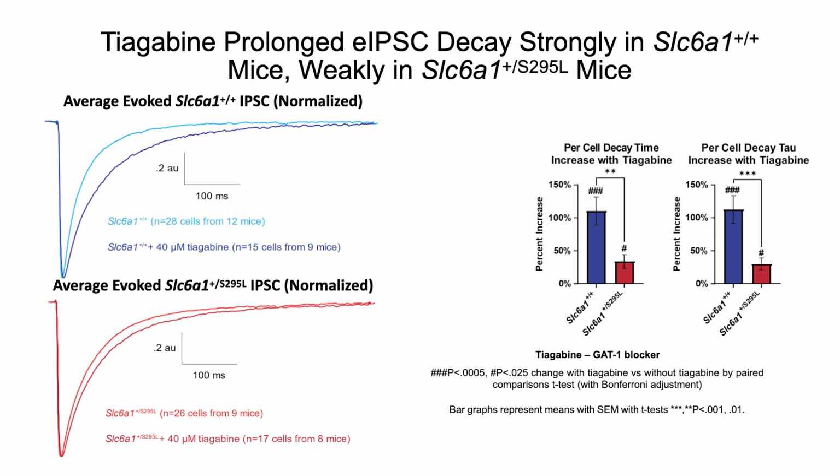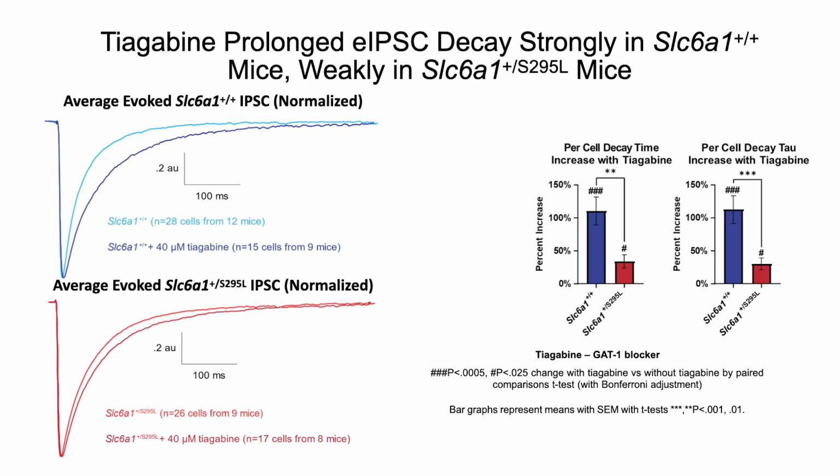Then I added a GAT1 blocker, tiagabine. If you look at the wild type, compared to just the wild type response in light blue, in dark blue you can see what happens when you add tiagabine: much longer decay. Here in the bar graphs, I'm showing the percent increase for these different metrics. You can see the amplitude didn't really increase when I added tiagabine, but the decay really did. It was very statistically significant, over a 100% increase in the decay time and decay constant as well.